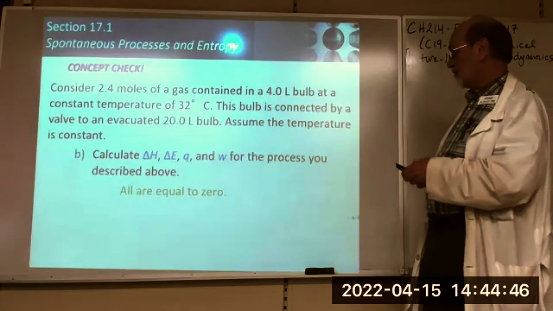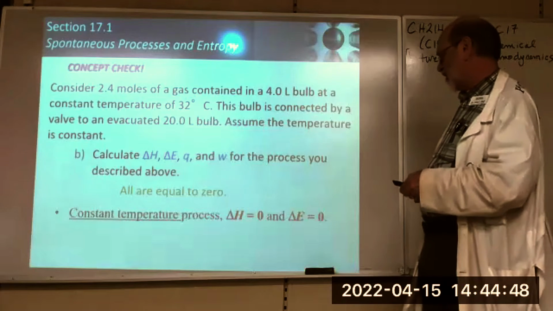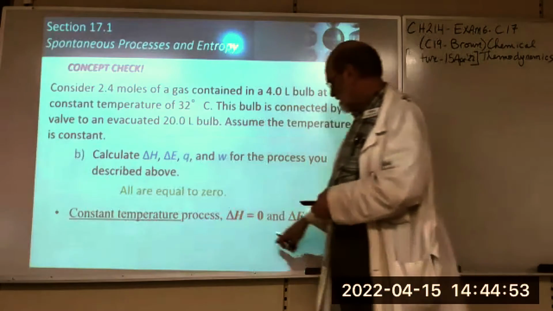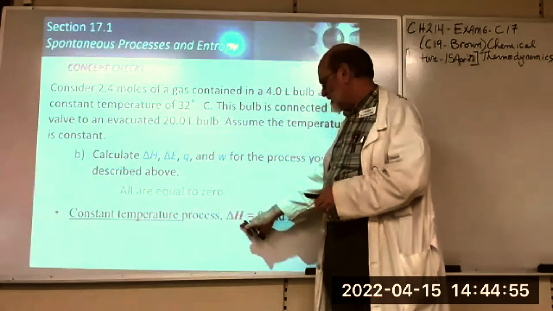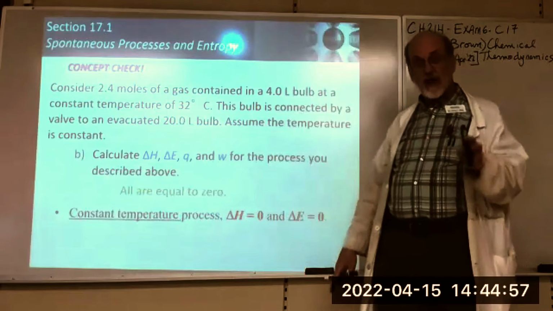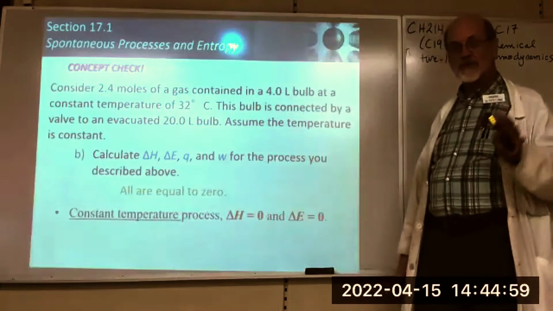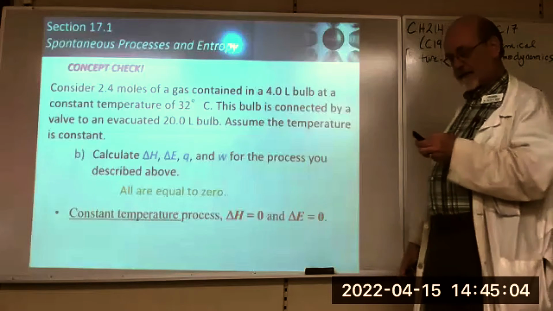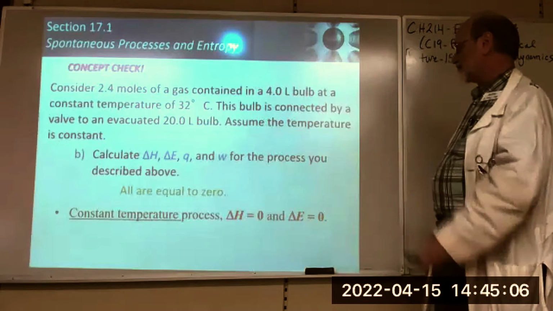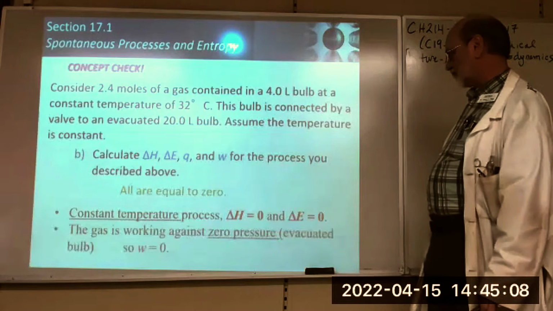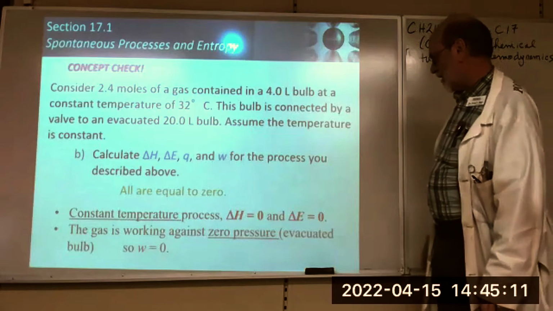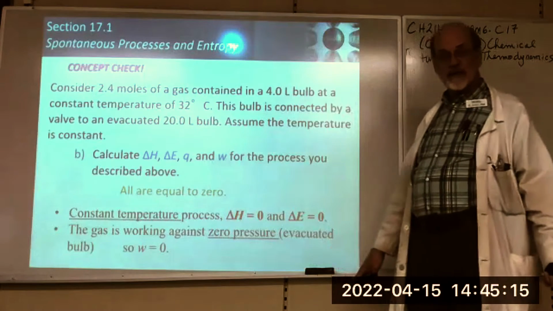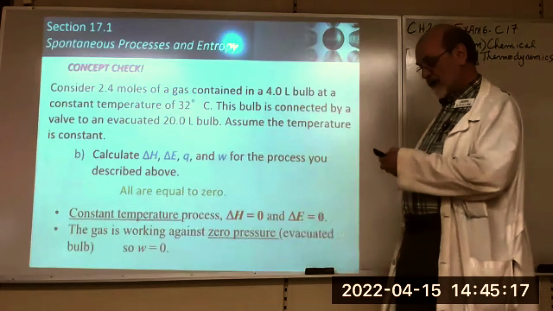And that's what chemists were doing in the neighborhood of, oh, here's the explanation. Whenever the temperature is constant, delta H and delta E are always 0. There was no temperature change at all. So all of them are 0. Working against 0 pressure, in other words, it's evacuated, so there's no work that's being done either. That's 0.